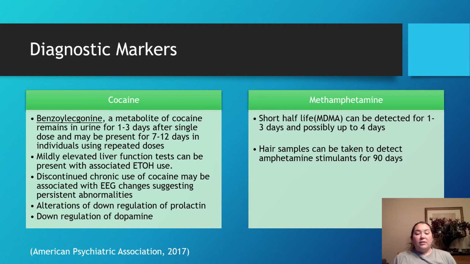Discontinued chronic use of cocaine may be associated with EEG changes suggesting persistent abnormalities, alterations of prolactin, and then downregulation of dopamine. For meth, it's a very short half-life, and it can be detected for 1 to 3 days and possibly up to 4 days. And then hair samples can be taken to detect amphetamine stimulants for up to 90 days.